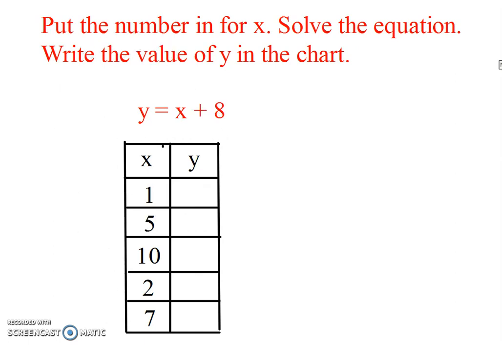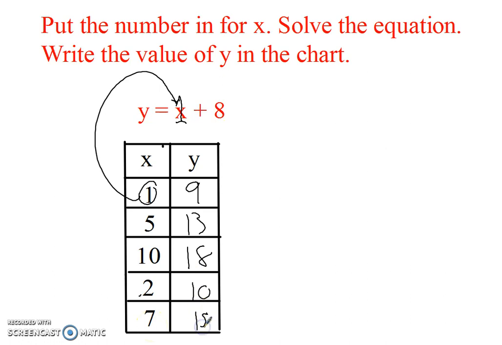Let's try a different one out. y equals x plus 8. Okay. If the x is by itself, you just put the number in for it. It's sort of like saying it's 1x. So first off, we're just going to take it and put a 1 in there. So if x is now 1, 1 plus 8 equals 9. We put the 5 in, 5 plus 8. Put a 10 in, 10 plus 8. Take the 2, put it in, 2 plus 8. Take the 7 and put it in, 7 plus 8 equals 15.